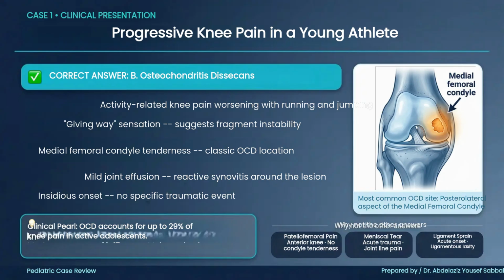Clinical Pearl. Osteochondritis dissecans accounts for up to 29% of knee pain in active adolescents, with peak incidence between ages 10 and 17 years and a male predominance. The most common site is the posterolateral aspect of the medial femoral condyle.